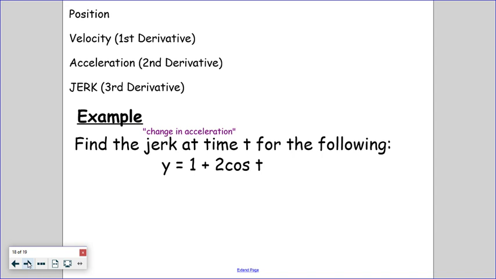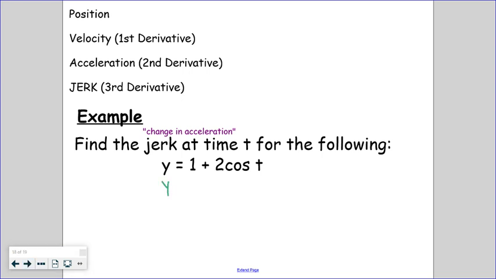The last thing, and we don't hardly ever see this, but I do want to introduce you to the vocab, is the third derivative of our position function. First derivative being velocity, second derivative being acceleration, third derivative is called jerk. So if they ask you to find the jerk at a time t, they're asking you to find the third derivative, is all it's asking for. Okay, so this is just a good chance for us to practice taking the derivative of a trig function again. If the question is find the jerk at time t for the following, jerk is the change in acceleration, or the third derivative, the derivative of your acceleration function.